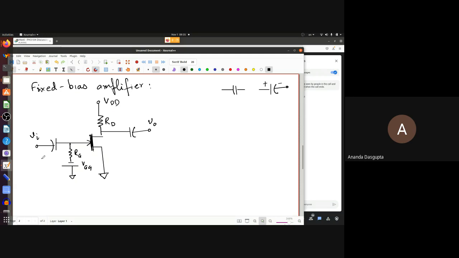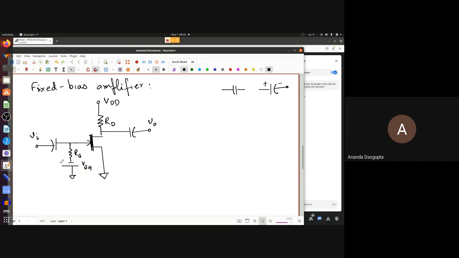Okay, so the last day we talked about the biasing of this circuit. Basically, we said that the source is always at 0 volts for the biasing, the DC part. The gate is actually at minus VGG because of this VGG connected in reverse. And so VGS, the gate to source voltage for DC, is minus VGG. So that's a fixed value, fixed bias.